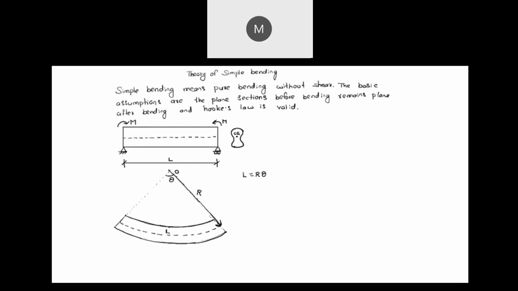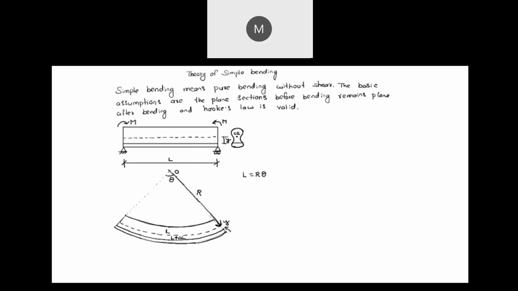Now we take a layer, y distance from the neutral axis. That means here, its distance is y. Then its length is L plus delta L. That layer length becomes L plus delta L because it elongated by delta L amount.